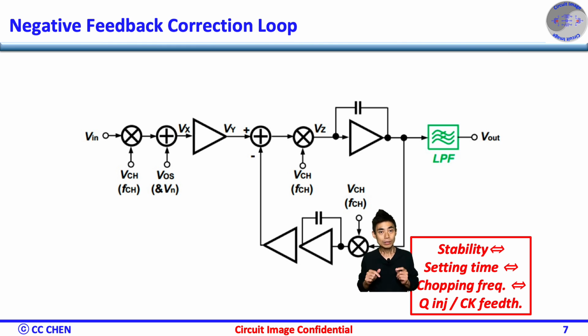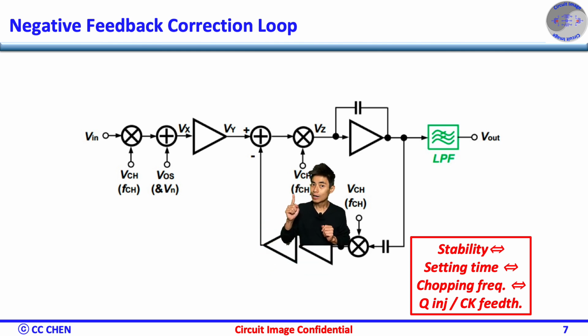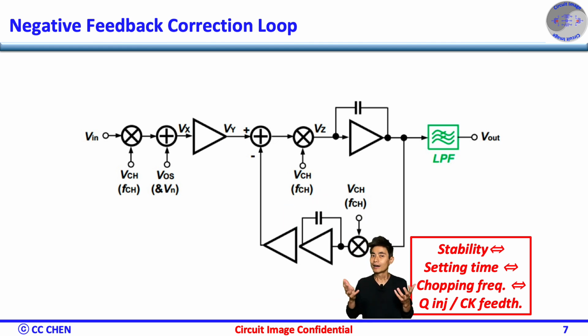However, the stability of the feedback loop could be a concern because of the feedback path phase shift at the chopping frequency. We like the settling time to be as fast as possible with a high unity gain frequency, which should be well below the chopping frequency to ensure the stability. So we may need to increase the chopping frequency, but the charge injection or clock feedthrough will worsen the offset. Again, there are lots of trade-offs in the analog design domain.